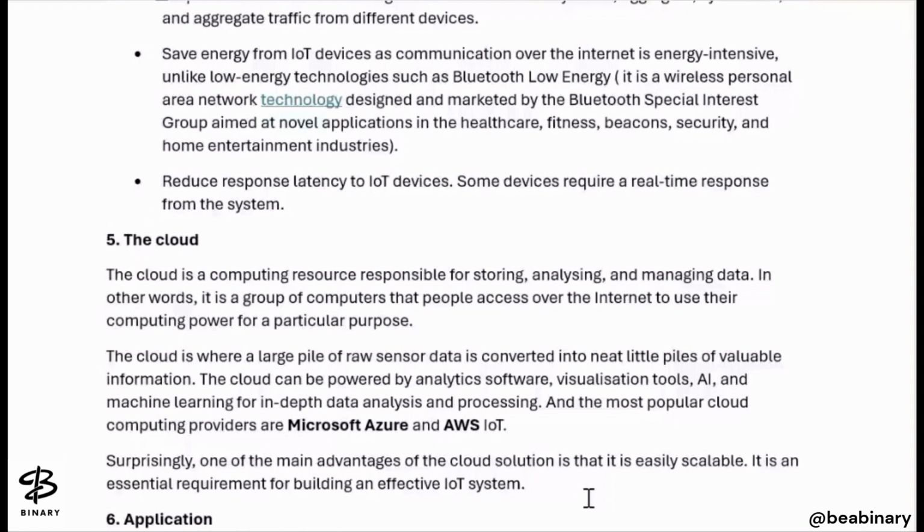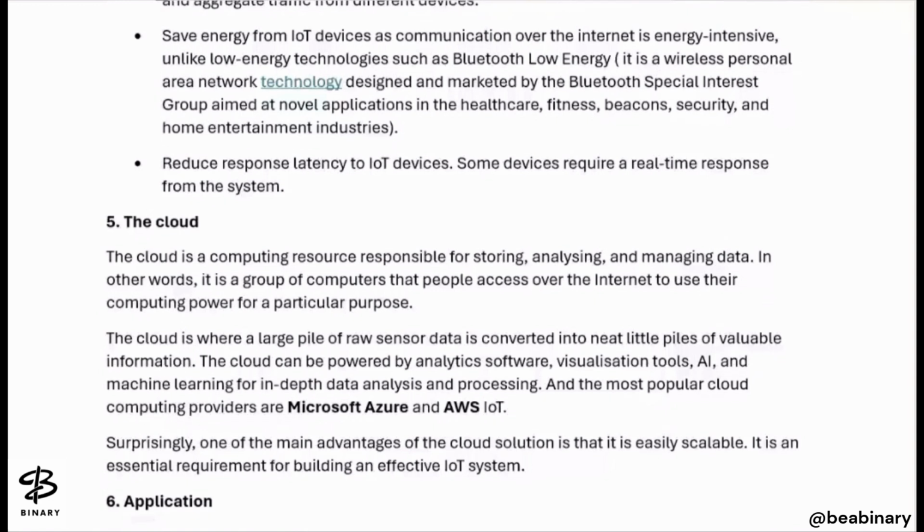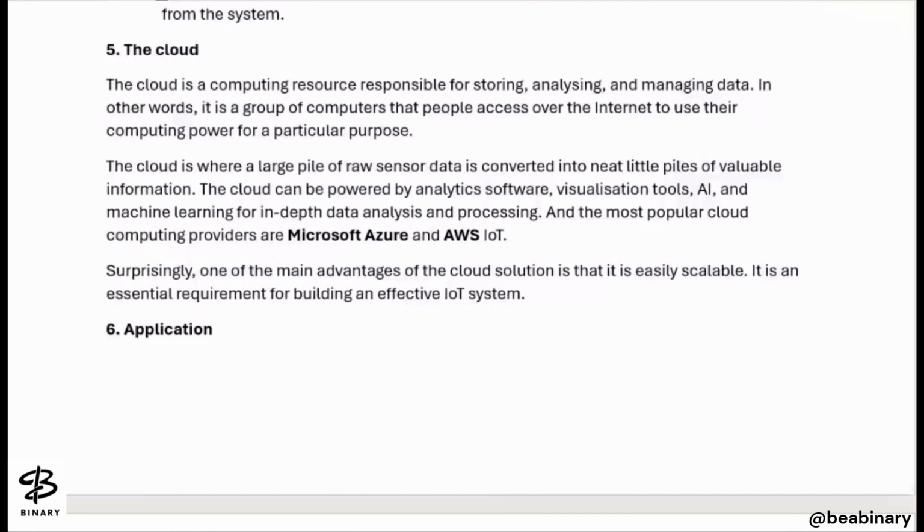Somewhere you are performing various algorithms also, so you are using artificial intelligence and machine learning in depth for the data analysis and processing, whatever data is stored in the cloud. And the most popular cloud computing providers are Microsoft Azure and AWS IoT. Now, what is the first advantage of the cloud? It is easily scalable. It is an essential requirement for building an effective IoT system.